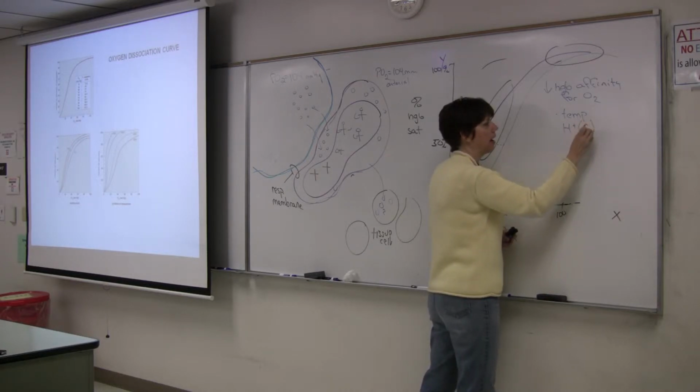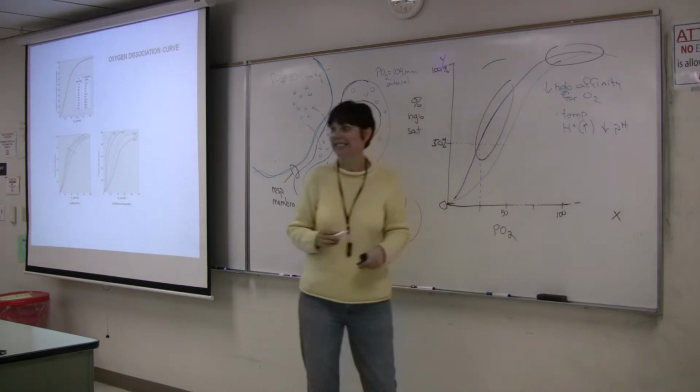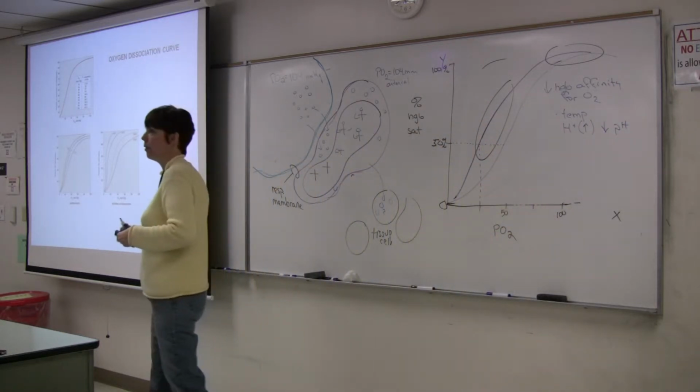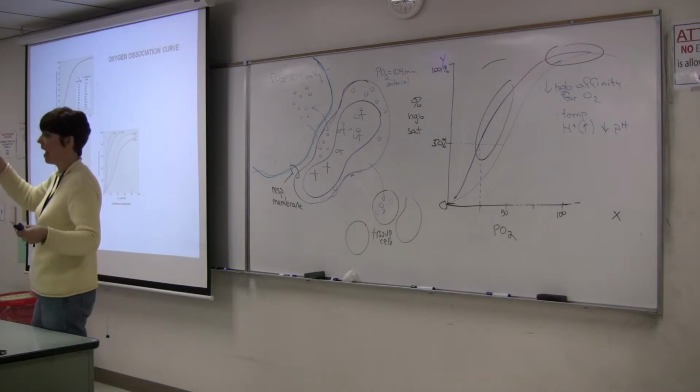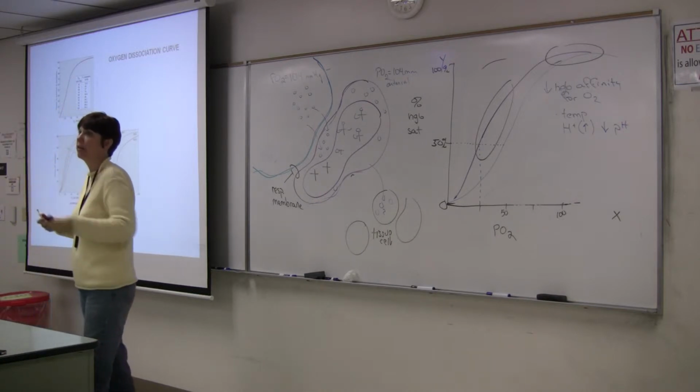Increasing hydrogen ions decreases pH. And that interacts with the polarity of the amino acids, and the protein changes its shape, and the oxygen just doesn't fit as well in the hemoglobin molecule anymore.